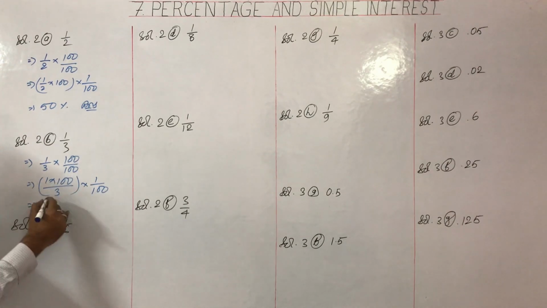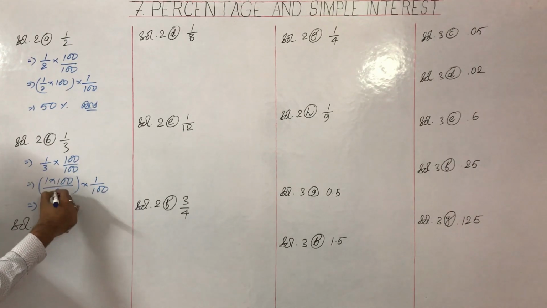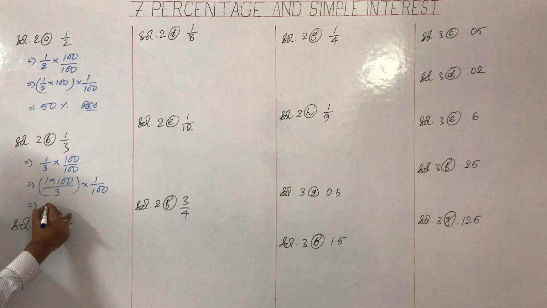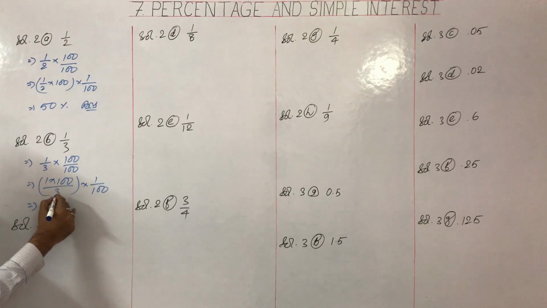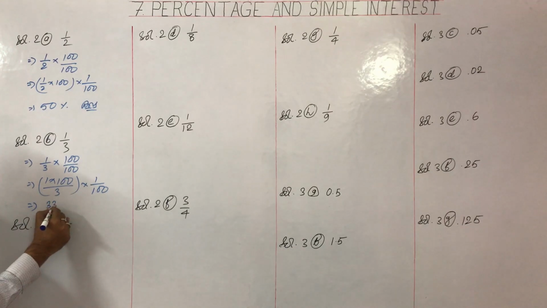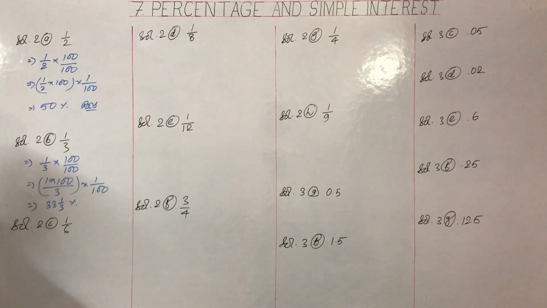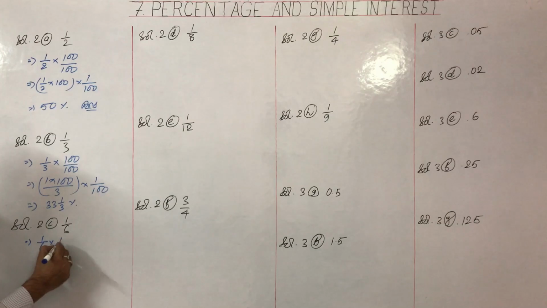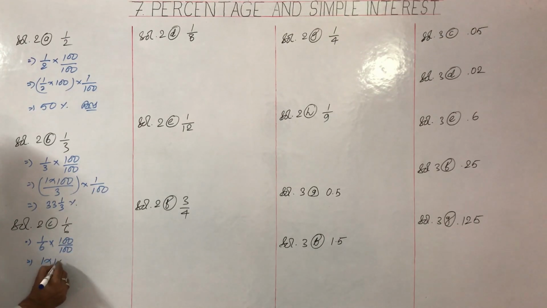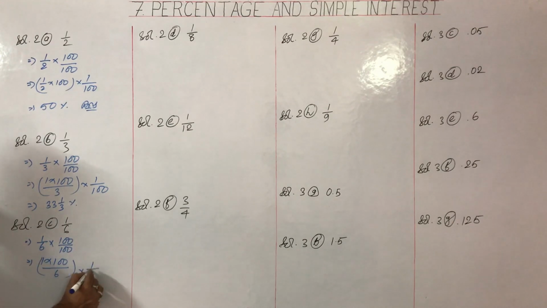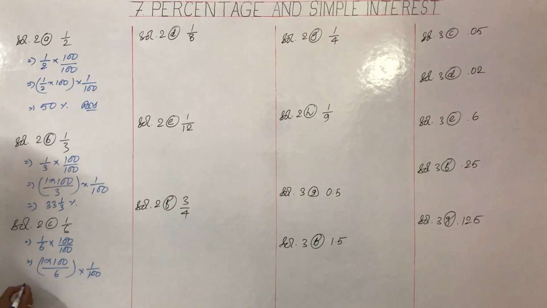100 by 3 is, so up to 99 we can divide. So 99 by 3 becomes 33, remaining 1 by 3%. Then next, 1 by 6, again 1 by 6 into 100 by 100. In the next step, 1 into 100 by 6, and separately 1 by 100.